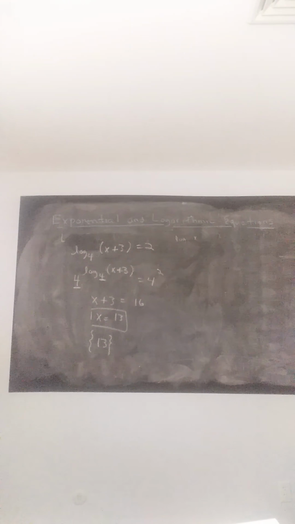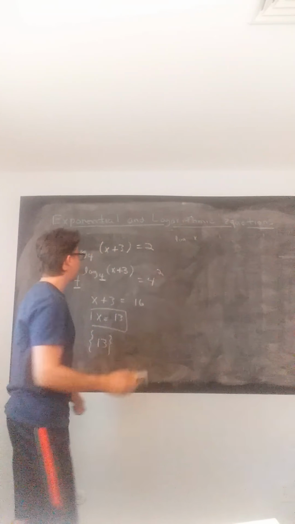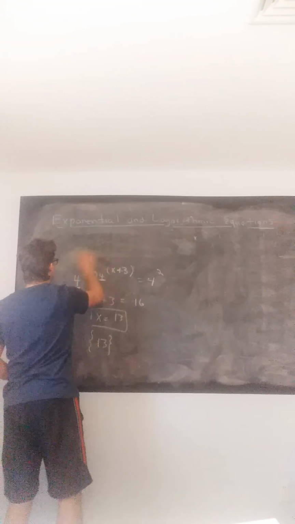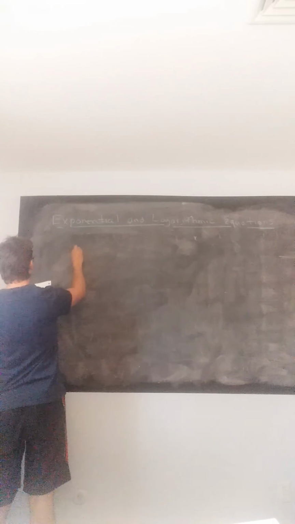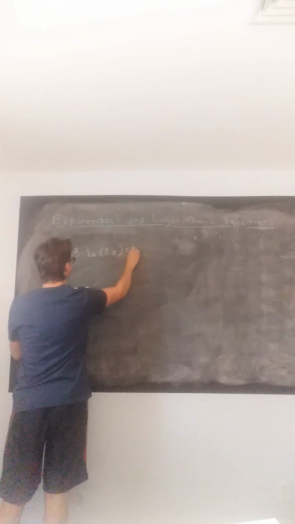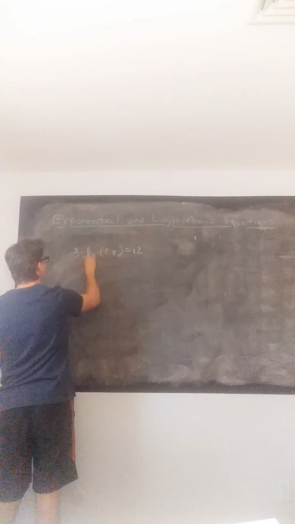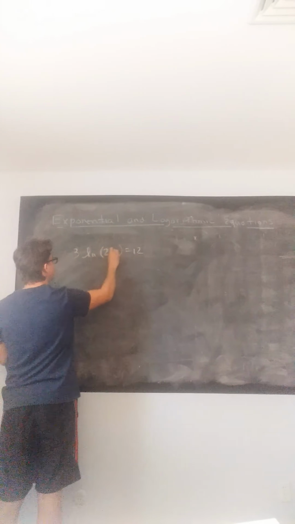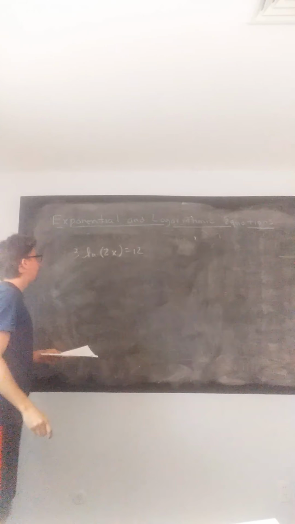Okay, so hopefully we're pretty good on those two. So let's look at one that involves an ln. How do we solve something that has an ln? So this is letter D from your notes. We have 3 times the ln of 2x equals 12. So 3 times the ln of 2x equals 12, okay?